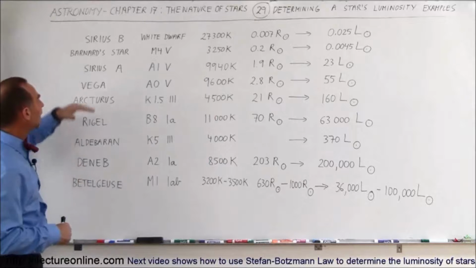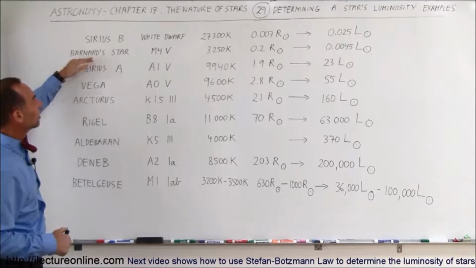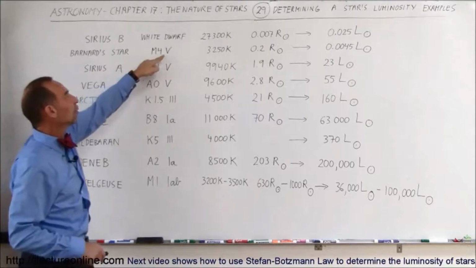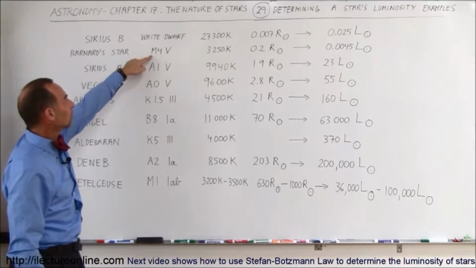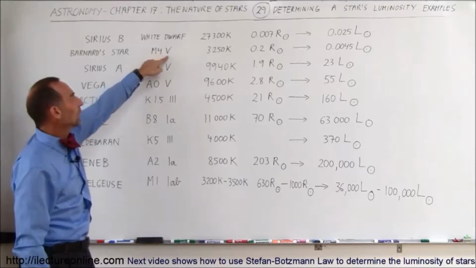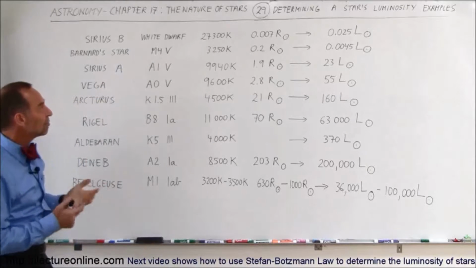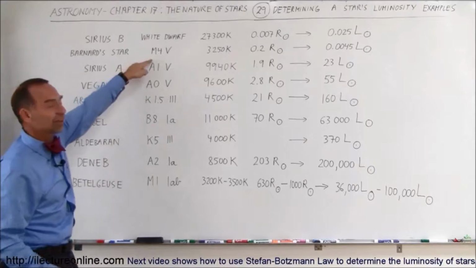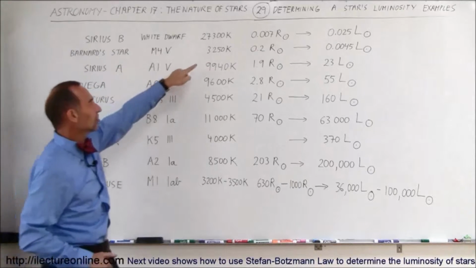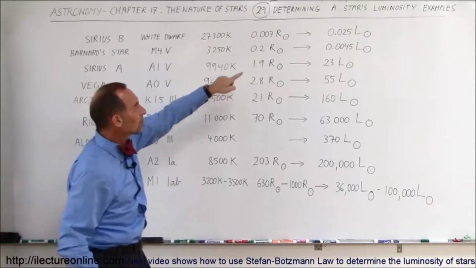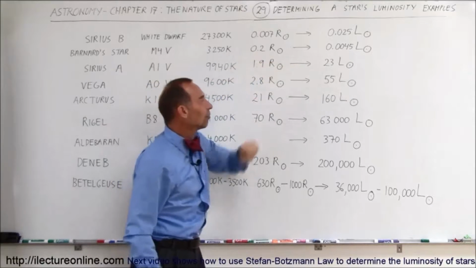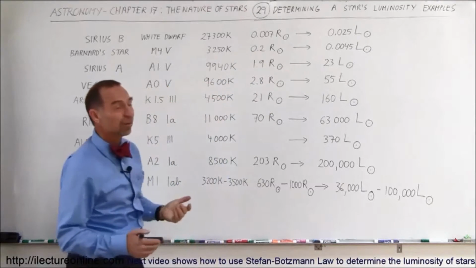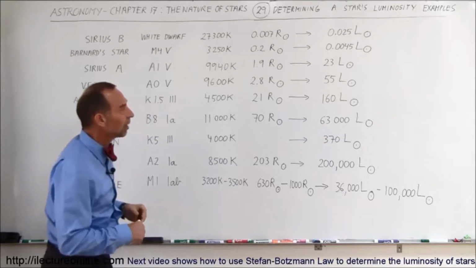Here we have Barnard's star. It's about 6 light years away from us. It's an M4-5 star. That means it's spectral class M, type 4, and luminosity class 5, which means it's a main sequence star, a small red star. Surface temperature, 3250 Kelvin. The radius is about 2/10 the radius of the sun, and therefore luminosity is less than 1%, about 0.5% the luminosity of the sun.